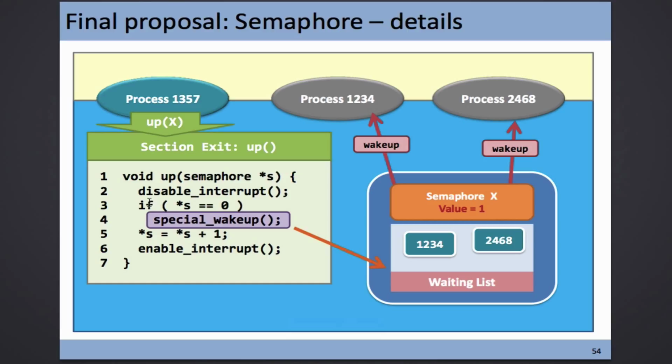There is a process inside the toilet called 1357, ready to go out. When it's ready to go out, it will call up, trying to bring the semaphore value from 0 to 1. During the bring-up process, we have to do a check. Of course, we have to disable and enable interrupt. During the check, I will look at whether there are any people inside this waiting list. If yes, shake them all, wake up and wake up.